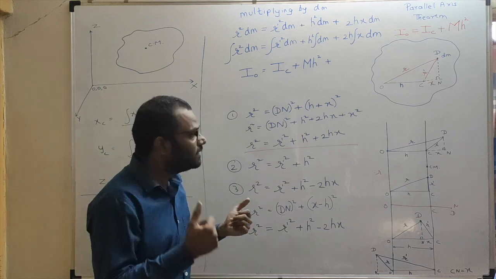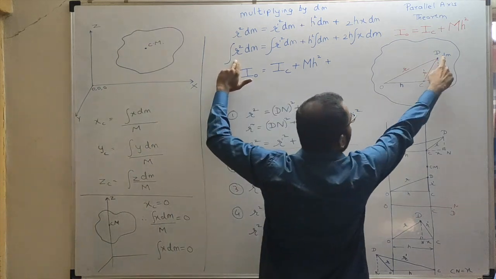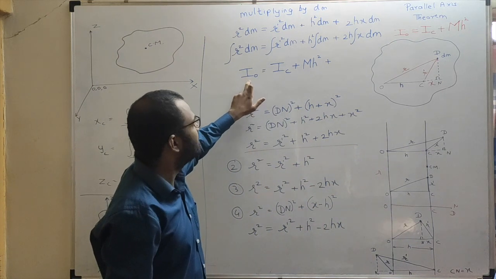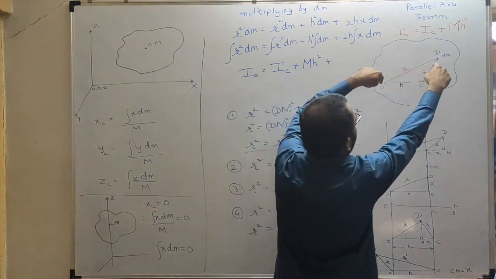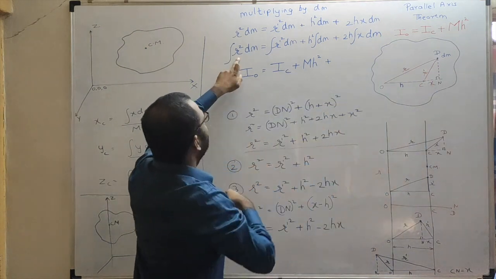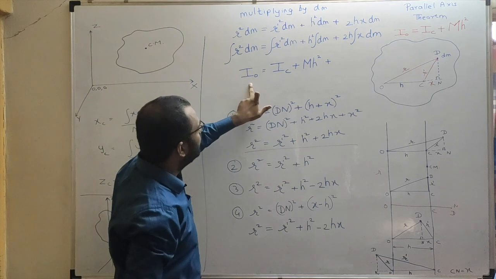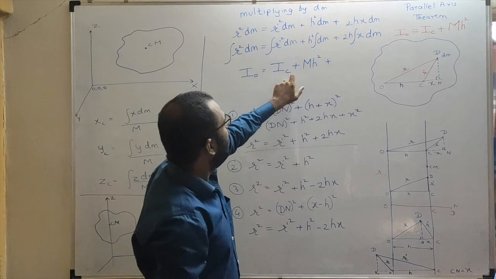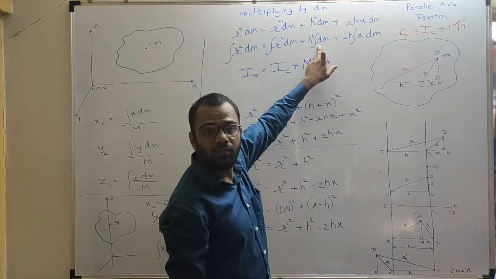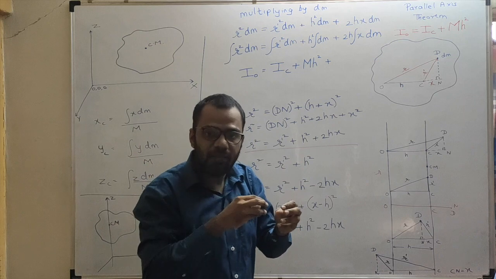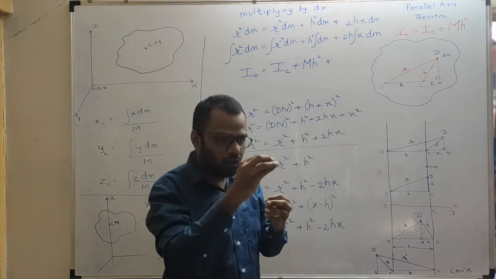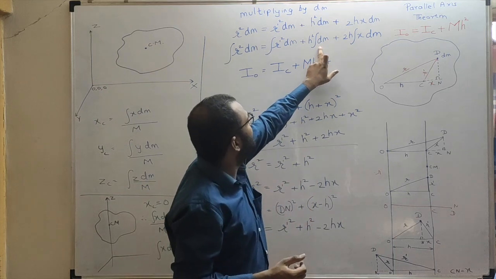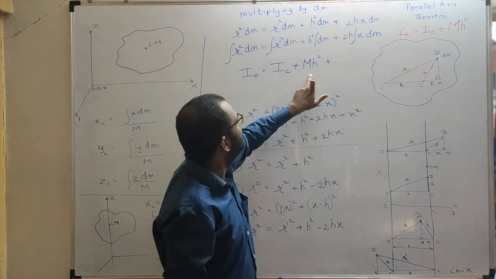Now, as we have already seen, integration of r square dm will be nothing but moment of inertia about the axis passing through O, that is IO, because r is the perpendicular distance of the particle. So integration of r square dm is IO. Similarly, integration of r dash square dm will be IC. Integration of dm is what? We have to add all those dm terms such that we cover the entire body. So adding all the dm terms will give us the total mass of the body. So integration of dm is nothing but capital M. So this becomes plus Mh square.